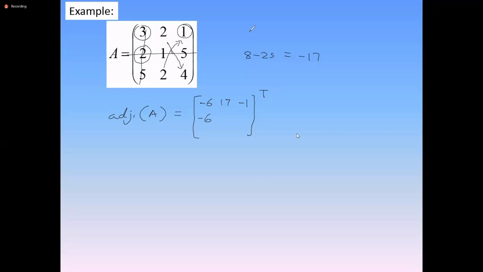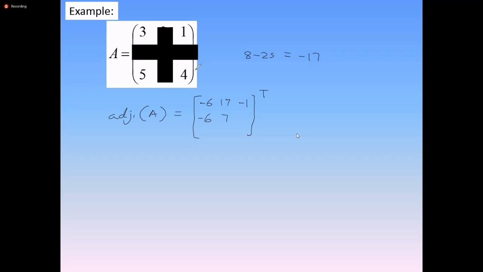Then go to the second row, second cofactor. You have to cross the second row, then 3 by 4 minus 5 by 1, then 7. 3 by 4 minus 1 by 5, 7. So that is 7.